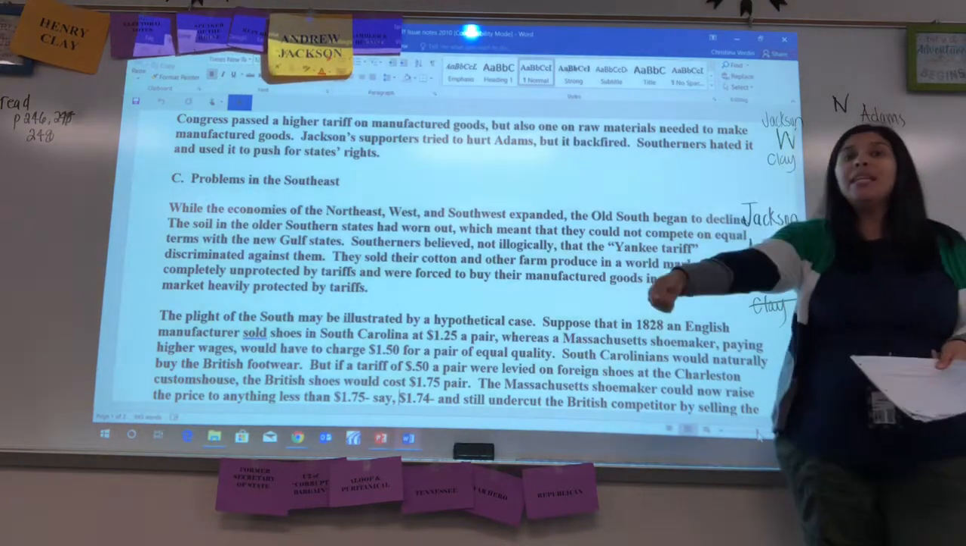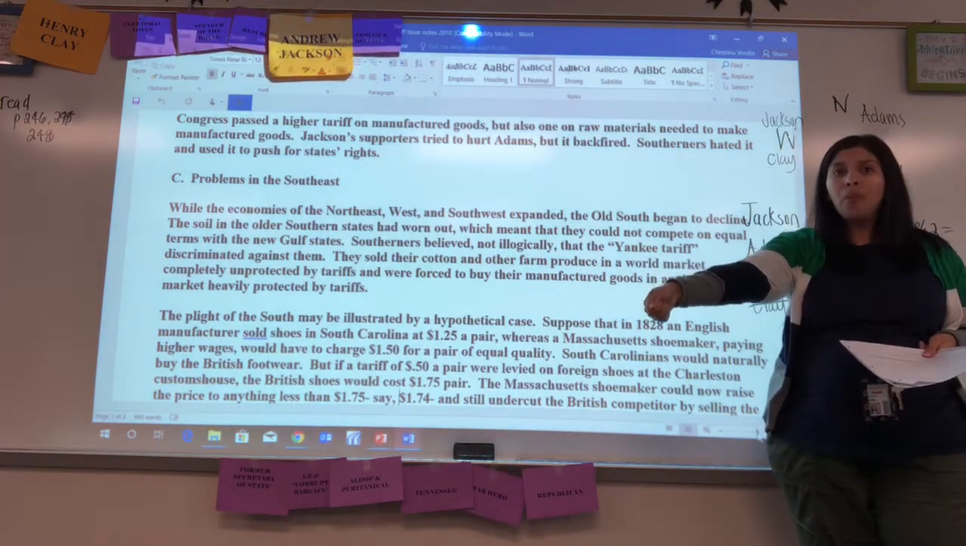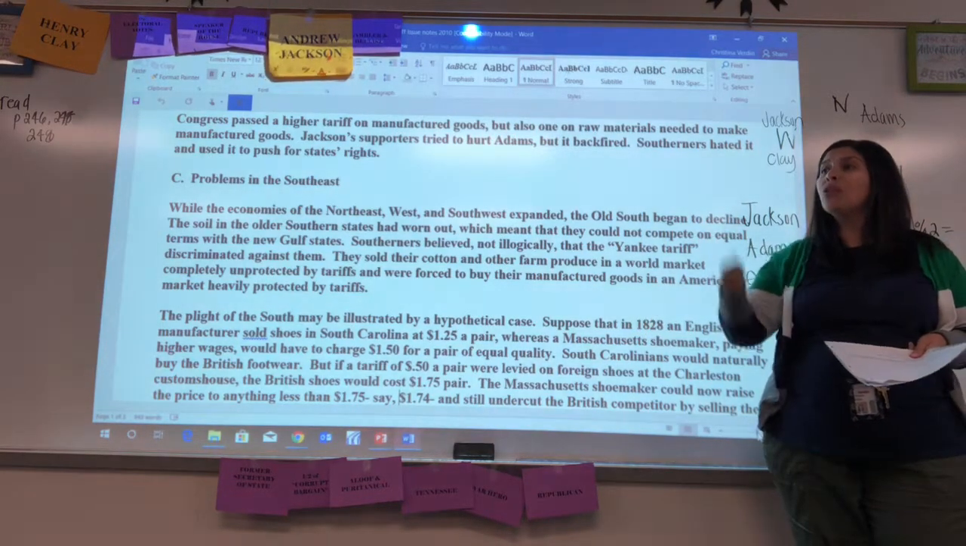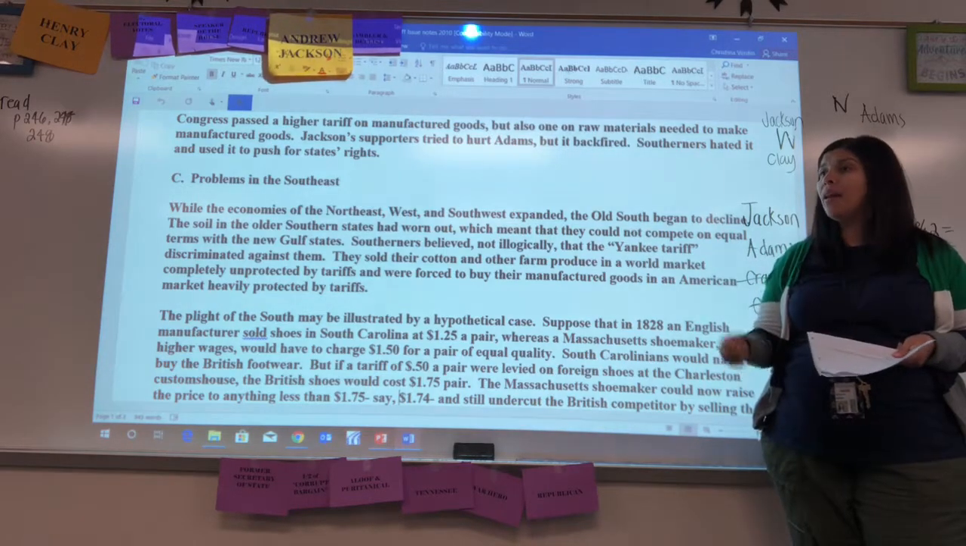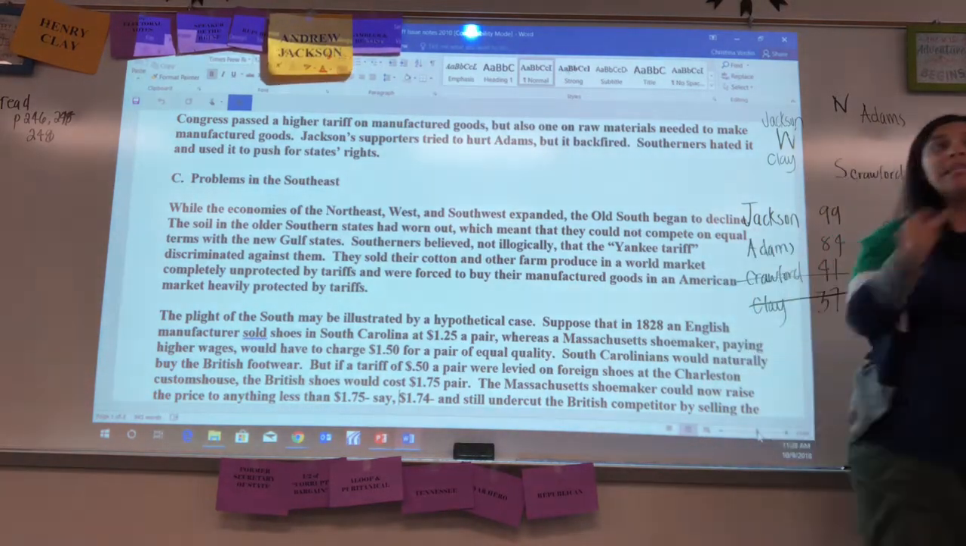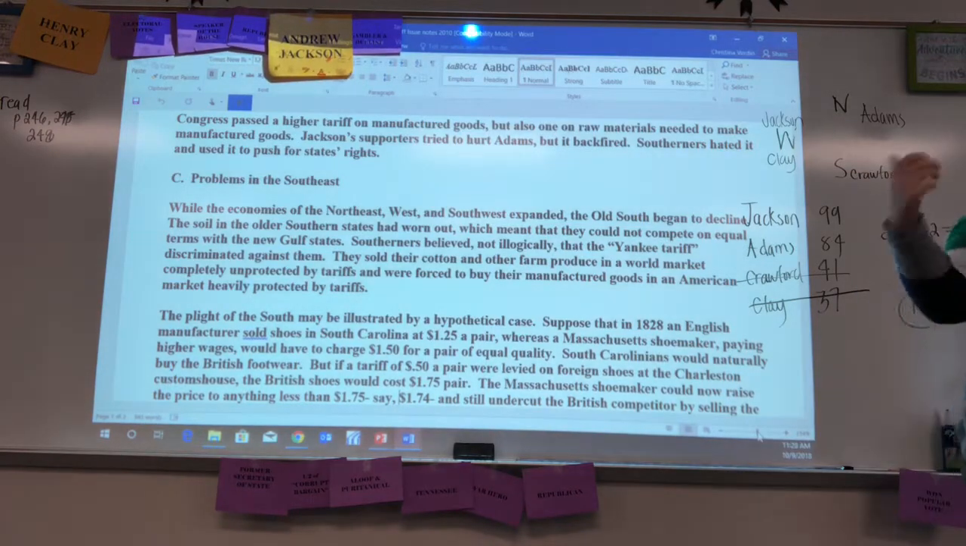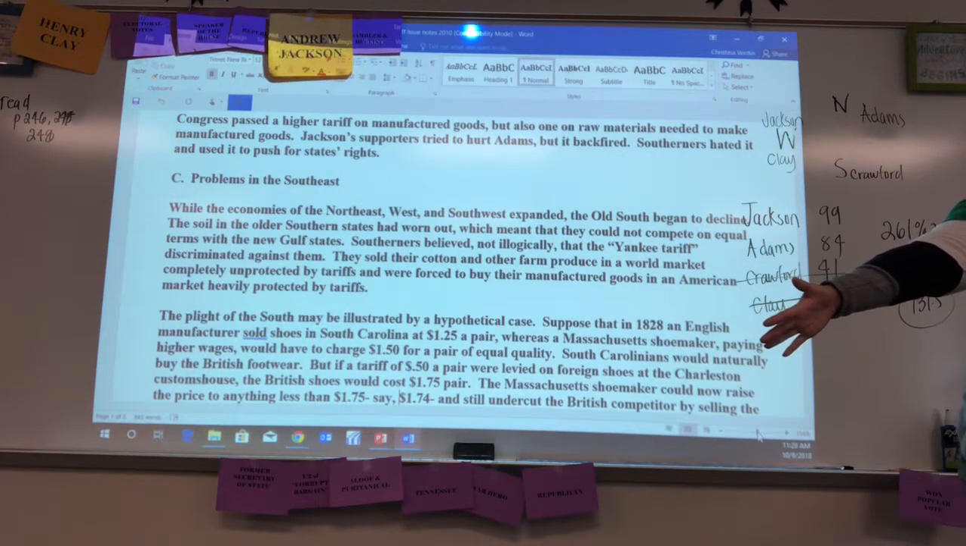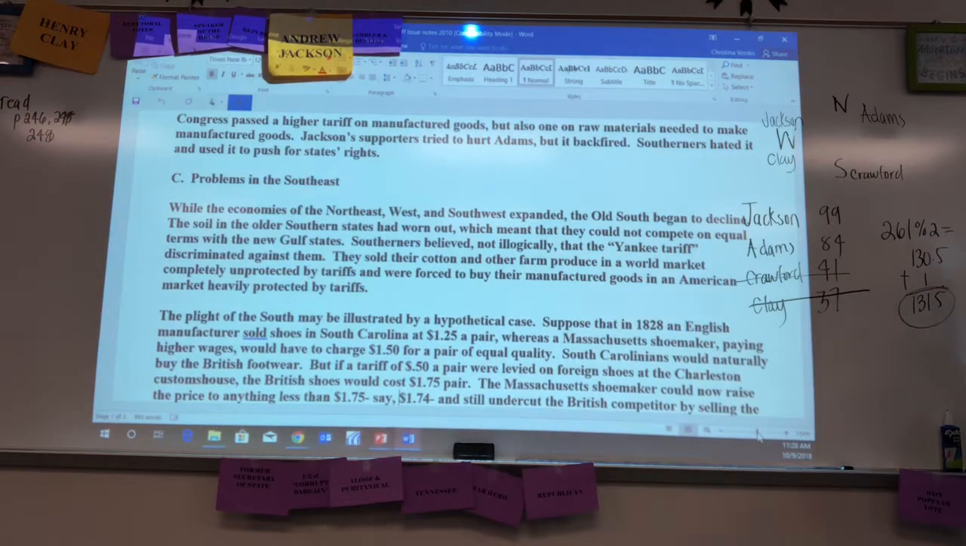And Jackson supporters did this. They said, if we put that tariff out there, Adams will support it, and will he win the next election? No. So Jackson supporters are trying to make Adams look bad. But it's going to backfire. Because Adams says yes, Congress says yes, and now it's passed. They purposely put a law out there that they were hoping not to pass, but it what? It passed. Now, they hate this because do they have to pay for it? Yes. Did they even want it to get past him? No, they just wanted him to look bad by endorsing it.